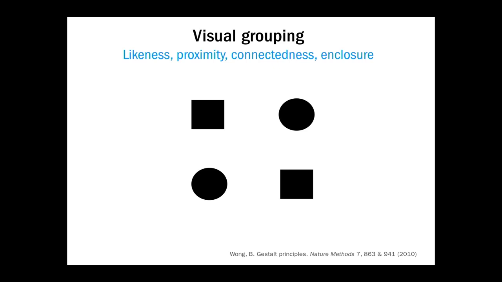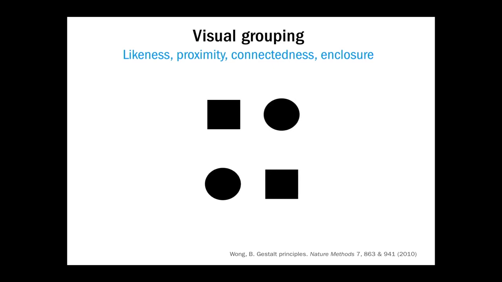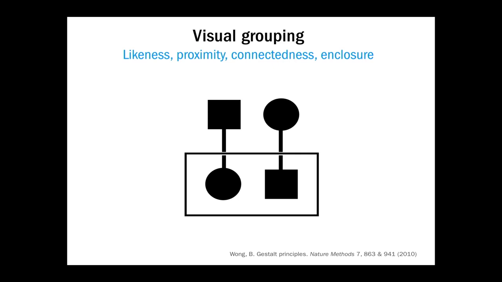If I show you these 4 objects, you might make 2 natural groups. There's a circle group and a square group. But if I move some of those objects closer together, that grouping seems to change, where proximity is stronger than likeness. So there's a group on top and a group on the bottom. And now if I connected some of those members by a line, that grouping changes again, from top and bottom to a group on the left and on the right. I think stronger still is containment, and the much more natural way to read this would be that there's a group inside the container and a group outside the container.